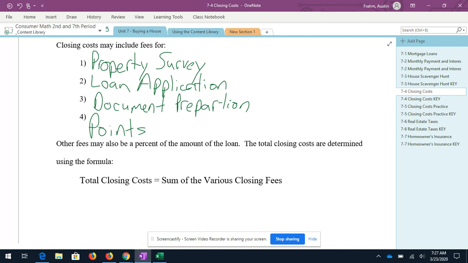And the total closing costs are determined using the formula. It's pretty easy. It's the sum of the various closing fees. So remember that word, sum, just means addition. So today it's pretty easy. We're going to be doing some simple addition and a little bit of multiplication. All right. And we'll get into that on the next page.